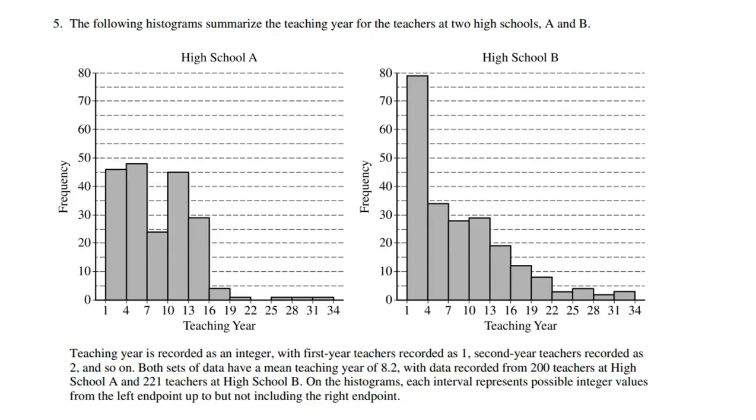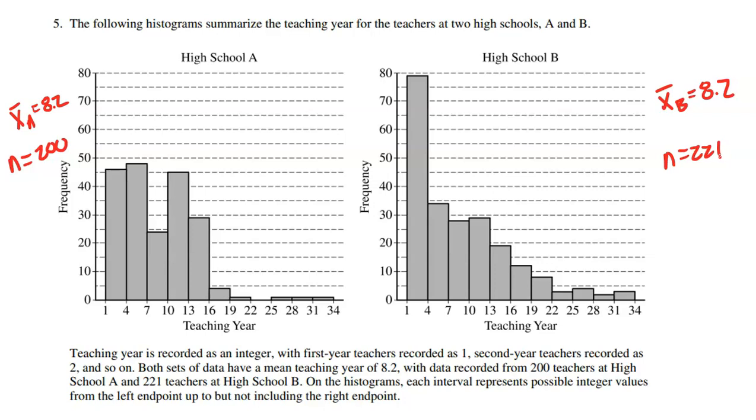All right, so they do tell that down at the very bottom. They give the two histograms, on the left, school A, on the right, school B, and it says the teaching year is recorded as an integer, with first year teachers recording 1, second year teachers recording 2, and so forth. Now, it tells us that the mean of both sets of data is 8.2. So maybe that's something we want to write down. The mean for the A school is 8.2, and the mean for the B school is also 8.2. And they tell us that there were 200 teachers from school A and 221 teachers from school B.